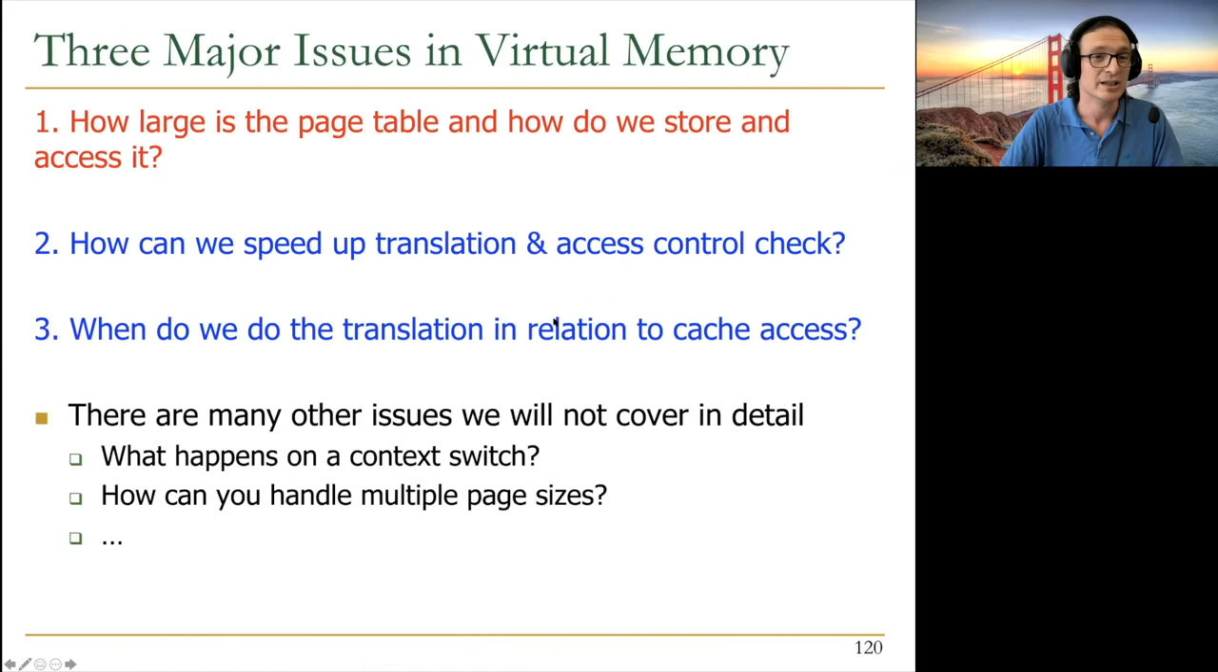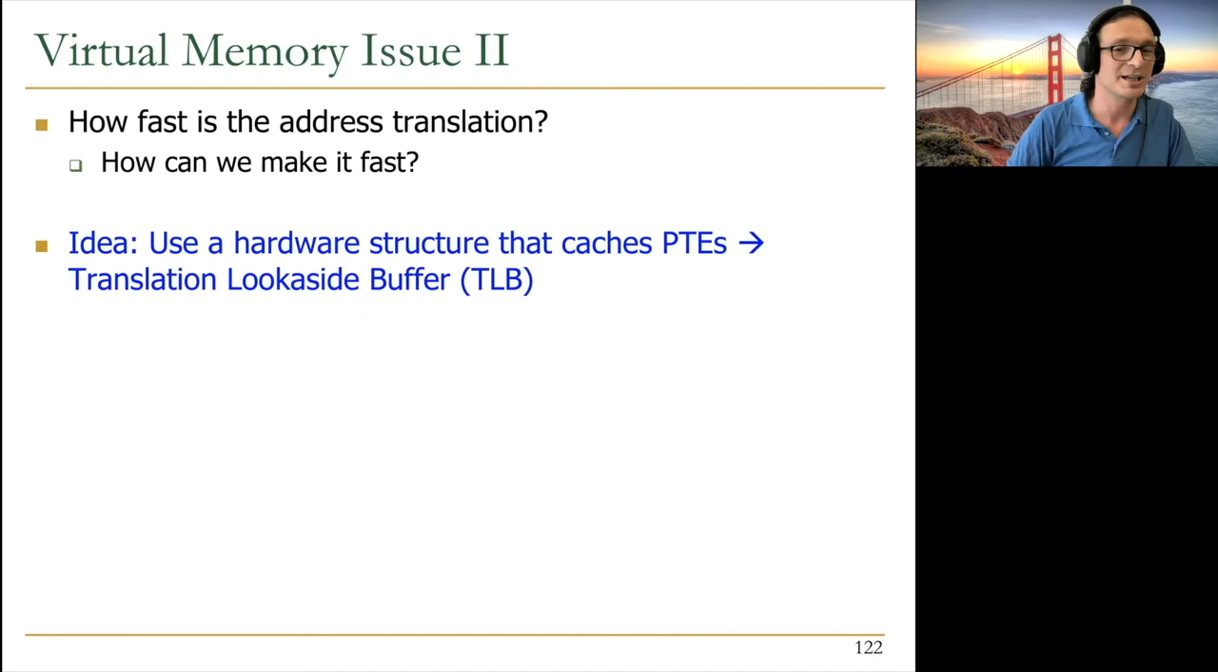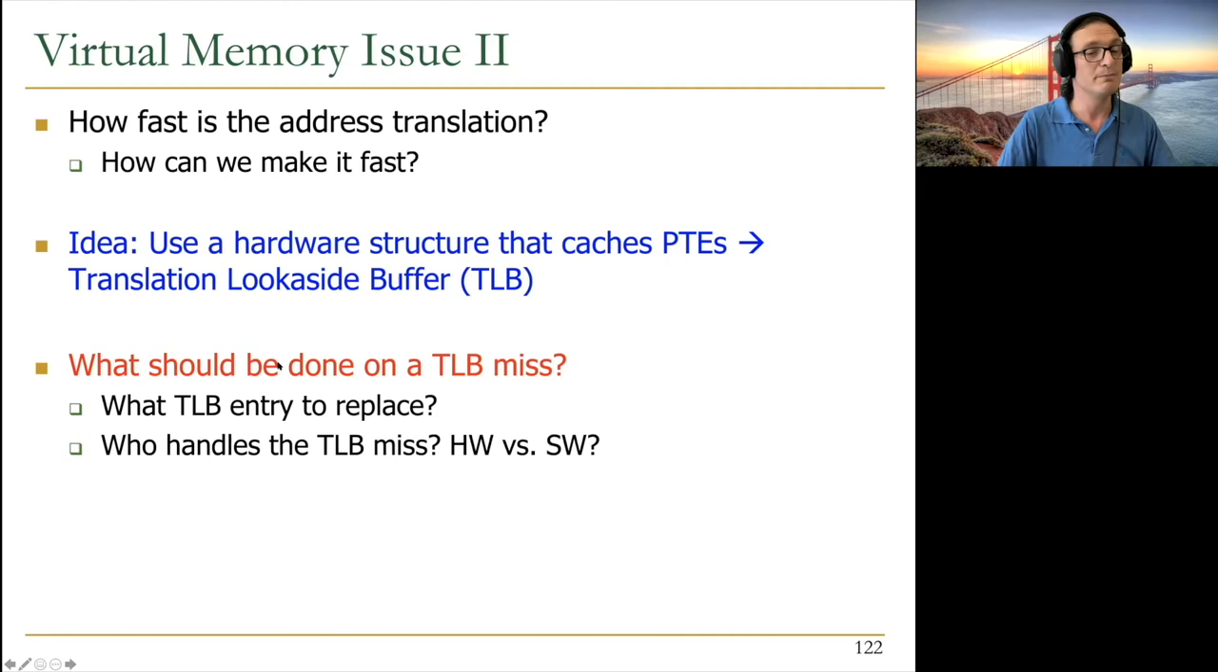So how can we speed up the address translation and check? We already know about translation look-aside buffers. We've already talked about how to make it fast. Let's talk about who manages it, meaning what if you miss in the TLB? So the TLB caches the recent translations, but what if you miss in the TLB? What TLB entry do you replace? Clearly, it's a caching decision. Who handles the TLB miss, hardware versus software?